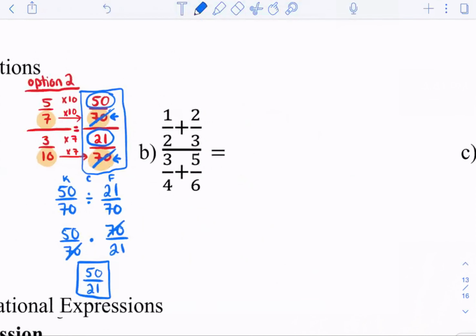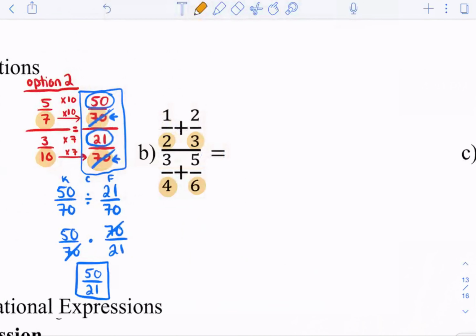So if you look at this second example, we have in the numerator the sum of 2 fractions up here. And we also have the sum of 2 fractions down here. So that's why this is a complex fraction. Our goal here is to get a common denominator for all 4 of these. So we want a common denominator between a 2, a 3, and a 4, and a 6. All 4 of them. If you forget how to find a common denominator, you can count by 2s, by 3s, by 4, and by 6.